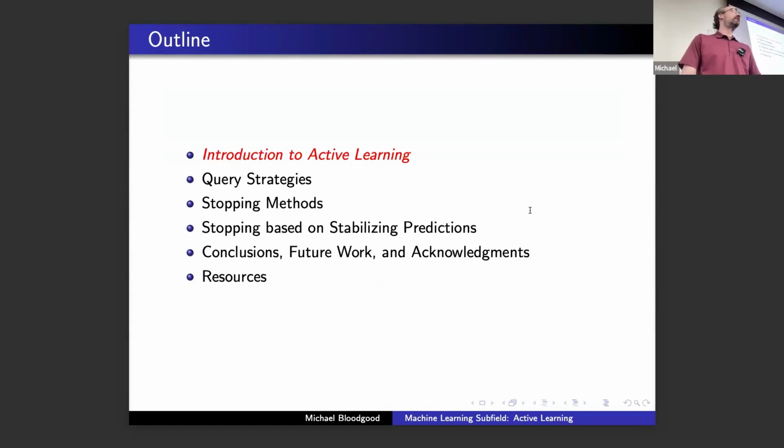Okay, so here's an outline of how this talk is organized. So first, I'm going to give an introduction to active learning. I was told that the audience could be quite diverse in their experiences and background. Then we'll talk about an important part of active learning, which are query strategies. And then most of the talk will be focused on stopping methods, and in particular, a method that we created that's stopping based on stabilizing predictions. Then I'll wrap up with conclusions, future work, acknowledgements. And then finally, at the very end, some pointers to resources if people want to learn more or access software for actually doing active learning.